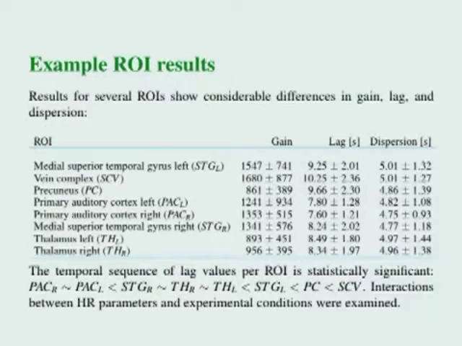So this is what you get out of this. These are several regions of interest in an individual data set, and these are just statistics of the gain, lag, and dispersion values. First of all, what you can see is that you have a huge variation. This is given for a single subject over here. You have a huge variation in gain, in the time to maximum, and in the width of the hemodynamic response.